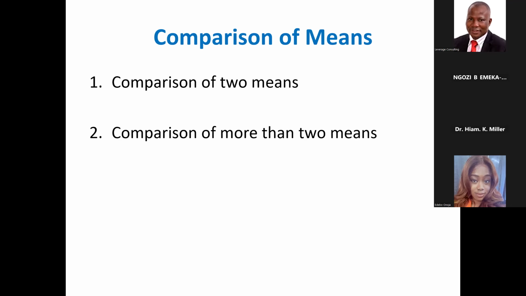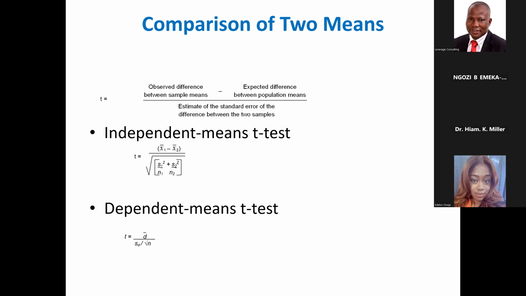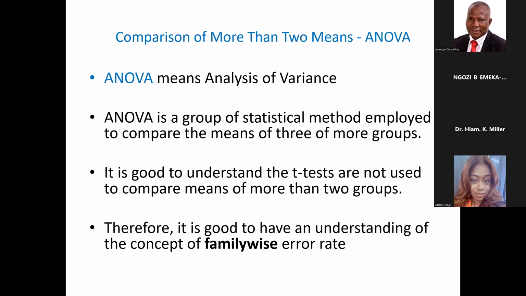So we look at the rationale behind that. Okay, anyway, I don't need to repeat myself about these formulas for the student t-test, paired t-test. Let's look at ANOVA. ANOVA means analysis of variance. ANOVA is a group of statistical methods employed to compare the means of three or more groups. It is good to understand that t-tests are not used to compare means of more than two groups.